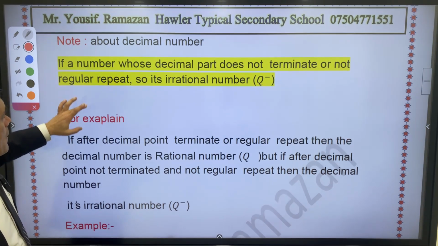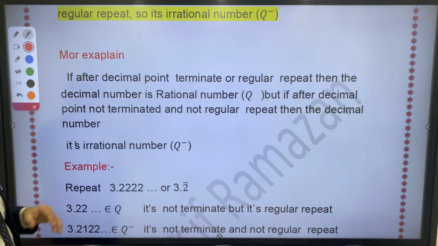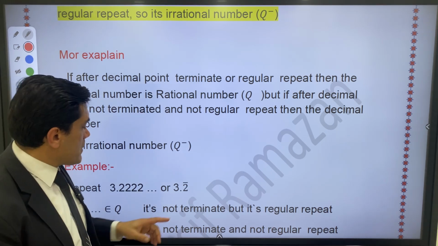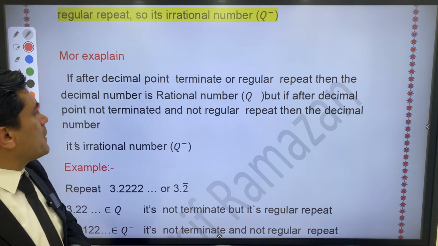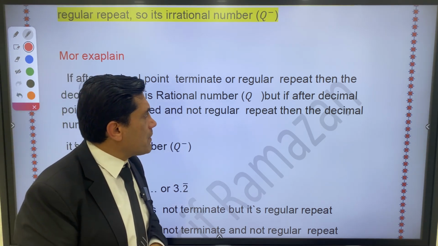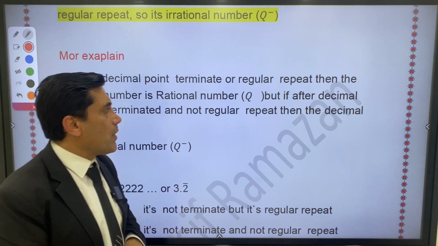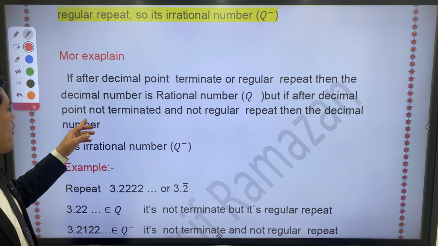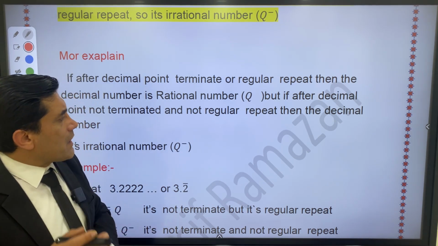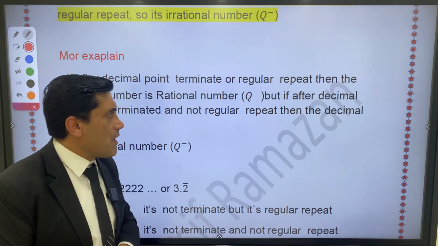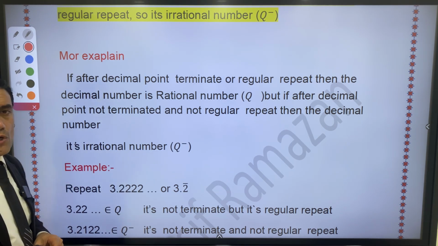Okay, more explanation about rational or irrational. If after the decimal point the number terminates or regularly repeats, then the decimal number is a rational number. That means it is Q. But if after the decimal point it does not terminate, that means you have 3 points after the last numbers, and it is not regularly repeated, then the decimal number is an irrational number. That means it belongs to Q prime.